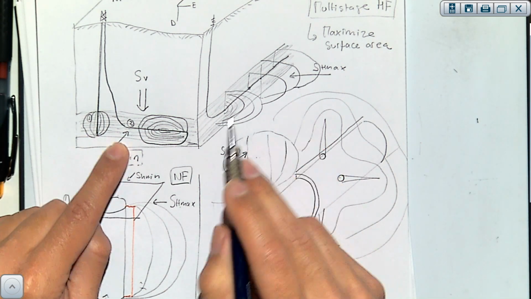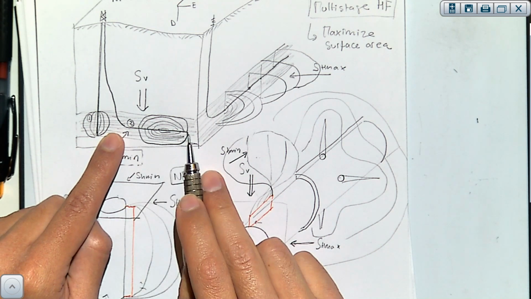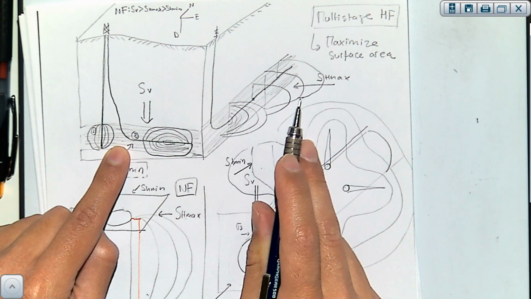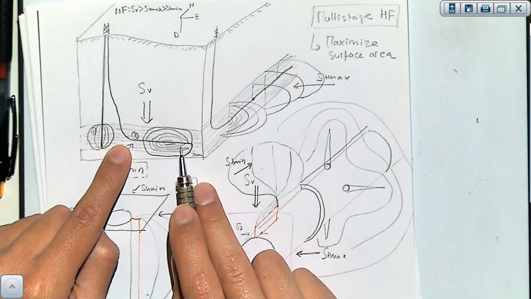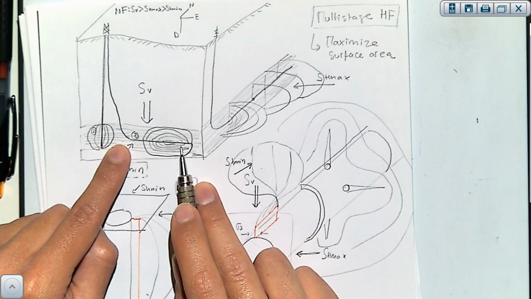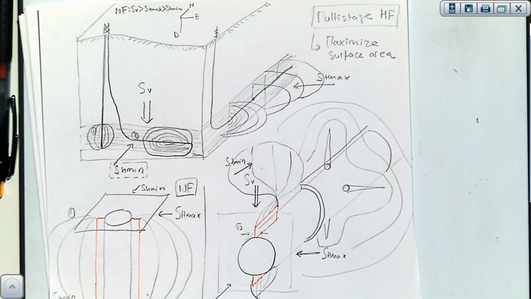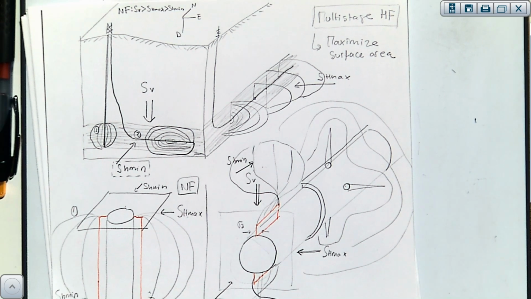Notice that in almost the same length of wellbore, while here I have 4 fractures, here I just have 1. So this is going to be a lot more surface area in contact with the wellbore.